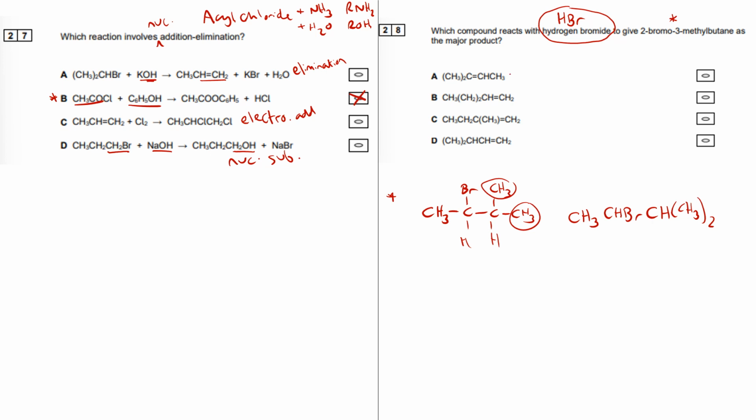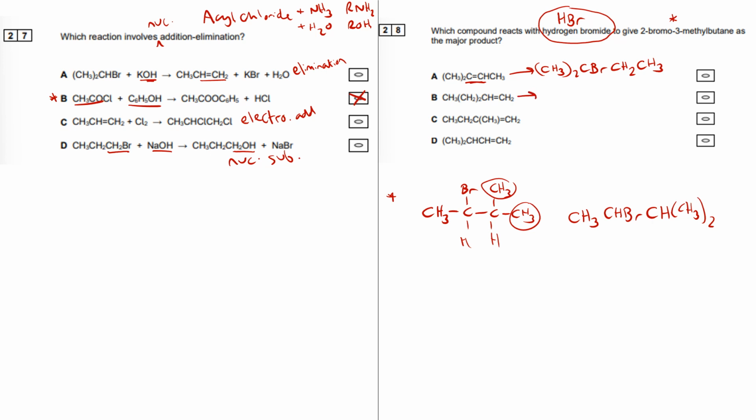So in A, an H and a Br are going to join onto these two carbons here. The H will join on the right carbon because that's got one hydrogen on it. So the product would be CH3, 2. C, the Br will join on that carbon. The H will join on the one with the hydrogen on it already, CH3.